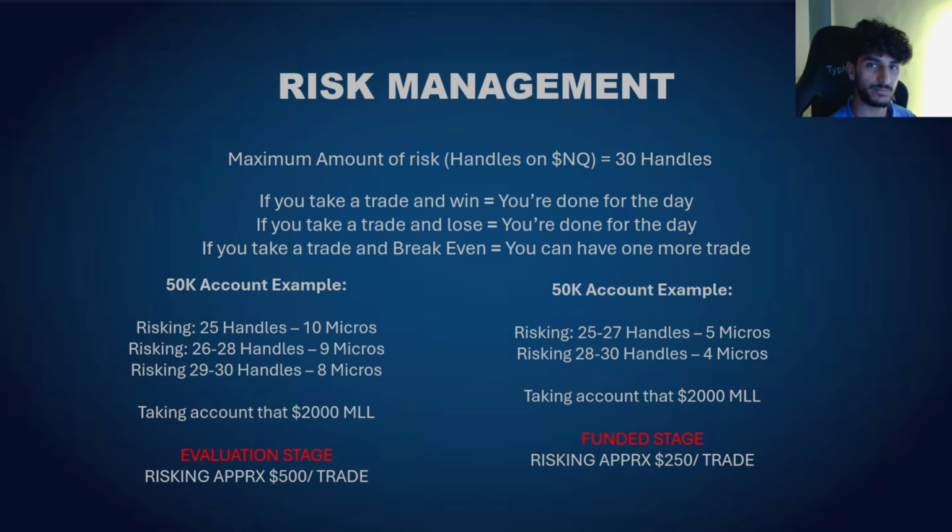Now, looking at a prop firm example on a 50K account, if you're risking 25 handles, then you're going to be placing a position size of 10 micros. And if you're risking 26 to 28 handles, you're going to be placing a position size of 9 micros. Risking 29 to 30 handles, you want to be risking 8 micros. And now that is taking into account the $2,000 max loss limit, mostly on all prop firms.